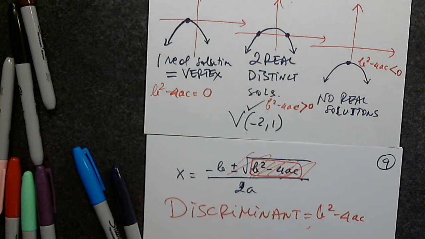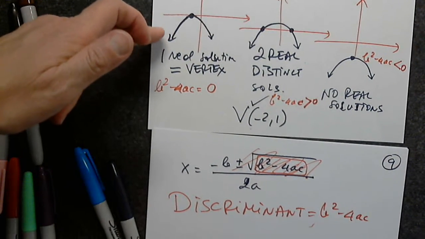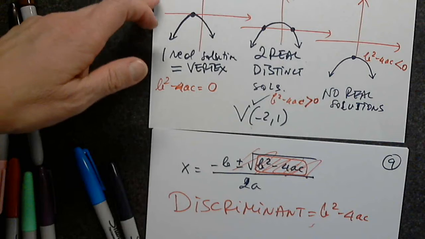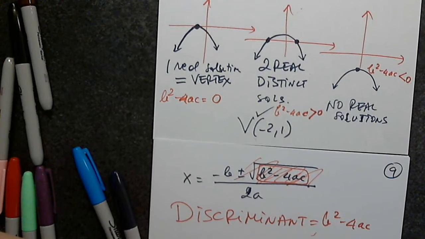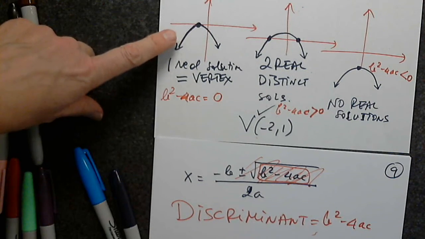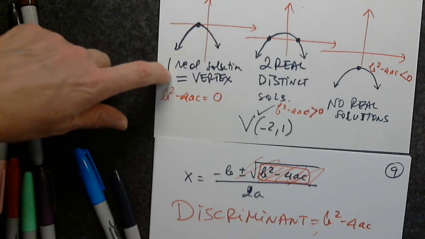Exactly. So the discriminant is 0. Say it again? The discriminant? Yes. So the discriminant is 0 when there is only one real solution.